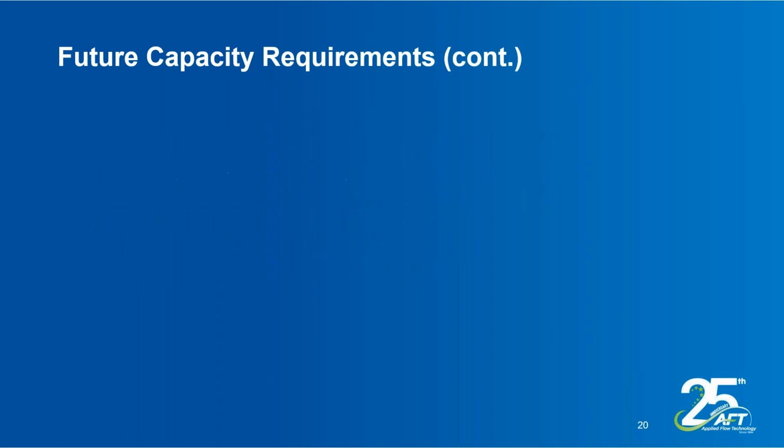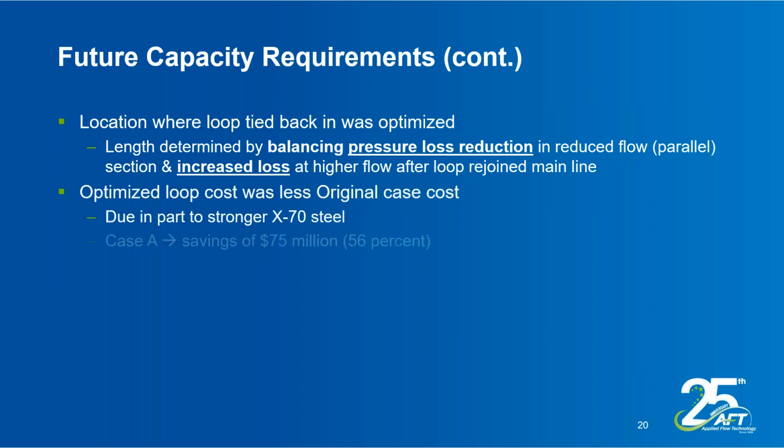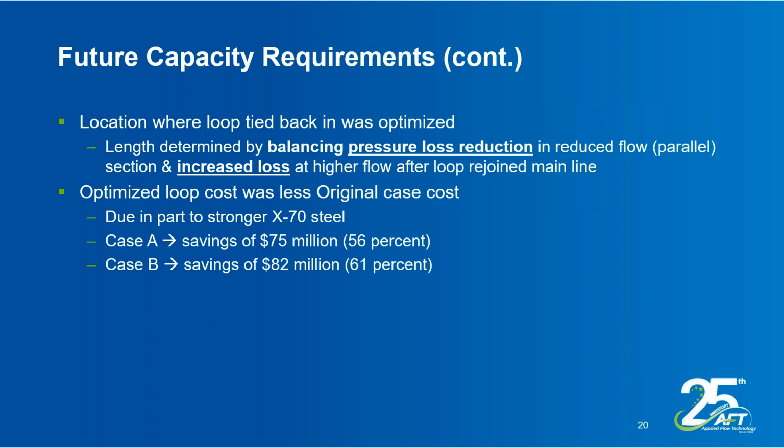And so all those different cases were examined, and they had to figure out where to tie the loop back in. The way that they figured out where to tie the parallel flow path back into the main line was essentially by balancing what the pressure loss was in the parallel flow path with the increased amount of pressure loss after the loop was rejoined. So that's how they figured out the sweet spot. And so these are the savings of what that system looked like for the 3 million barrels per day cost. As you can see, significant amounts of savings there.